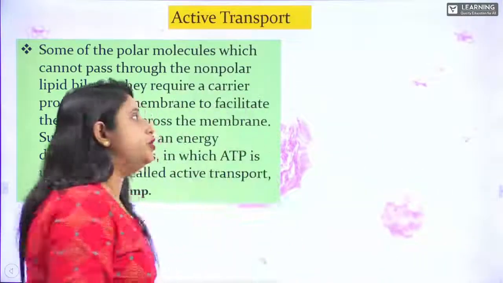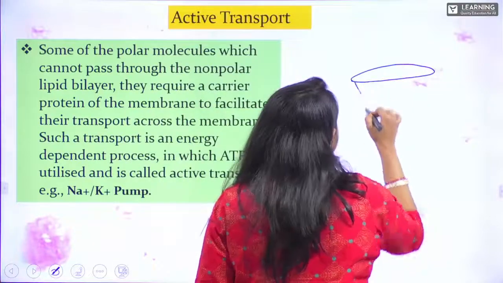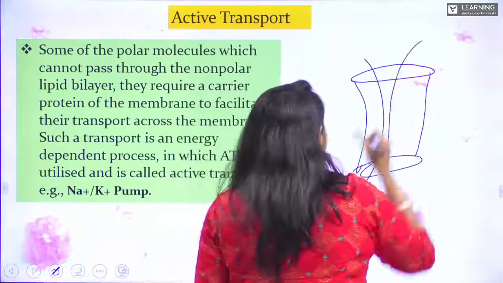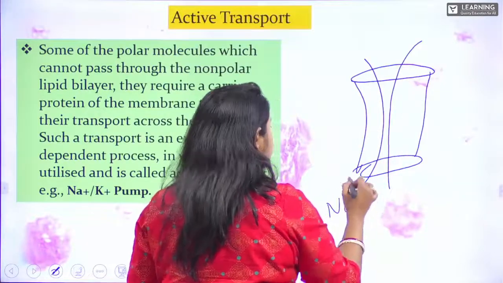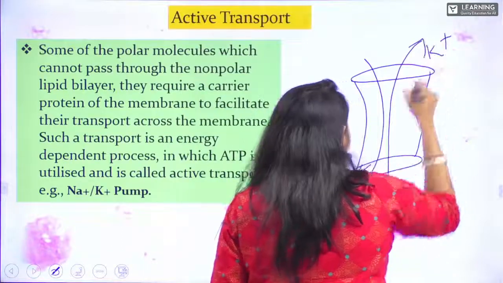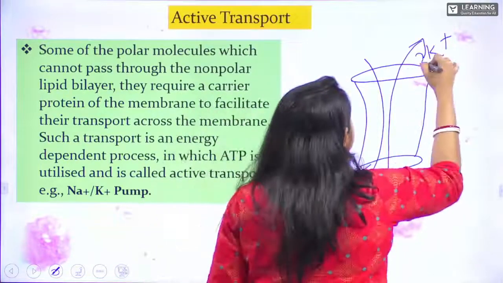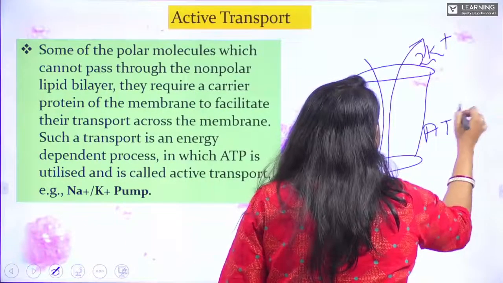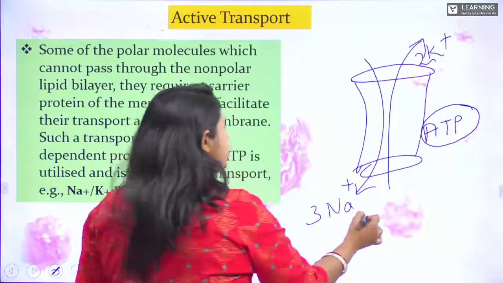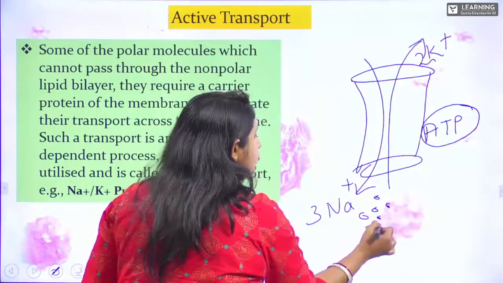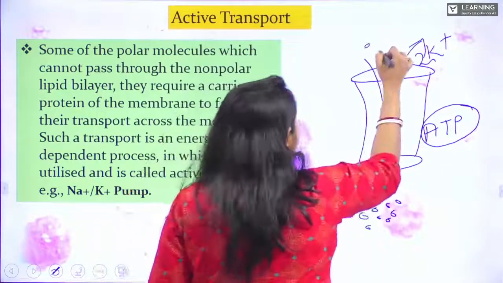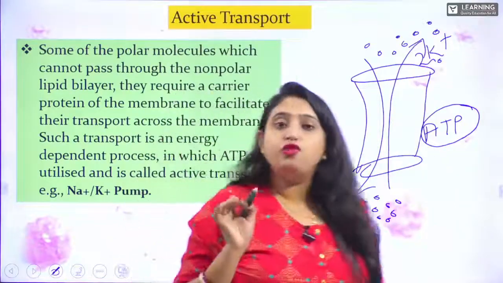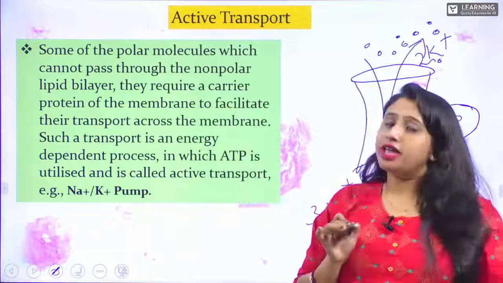So in active transport, what happens? They need a special pump, okay? That is known as the Na plus K plus pump. So with the help of this protein pump, the transportation of molecules takes place, okay? The molecules, the inorganic molecules, let's say, are transported with the help of this special protein pump, and there is involvement of ATP, okay? So that is active transport.